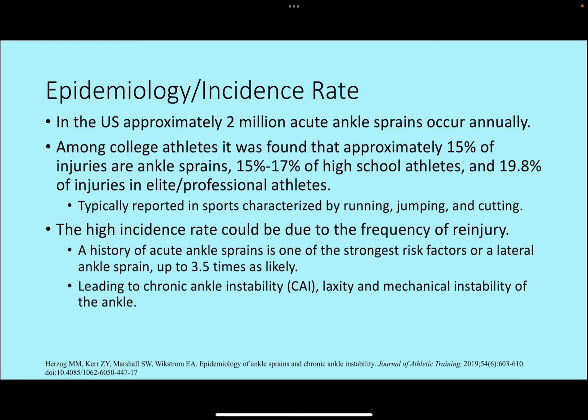They believe that the high incidence rate could be due to the frequency of re-injury. So once you have a history of acute ankle sprains, it's a strong risk factor to continue to have ankle sprains. They say up to 3.5 times as likely, which leads to chronic ankle instability or laxity and mechanical instability of that ankle.